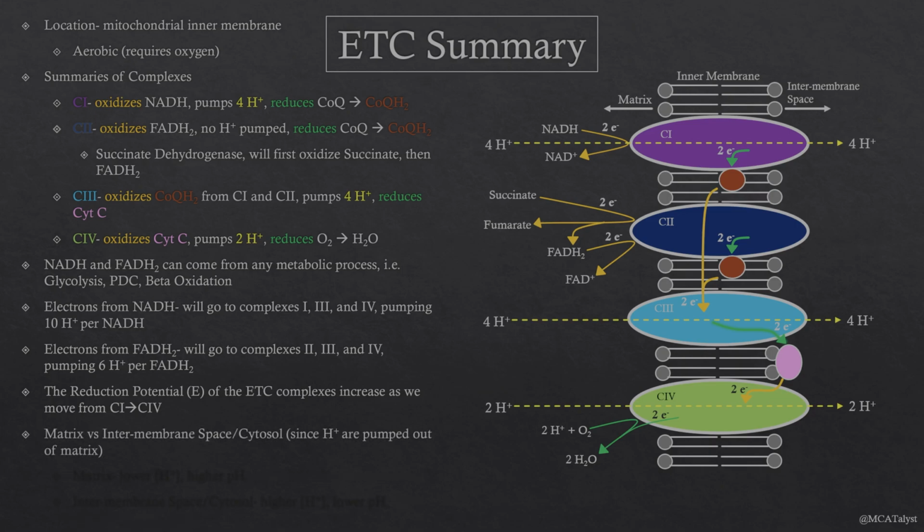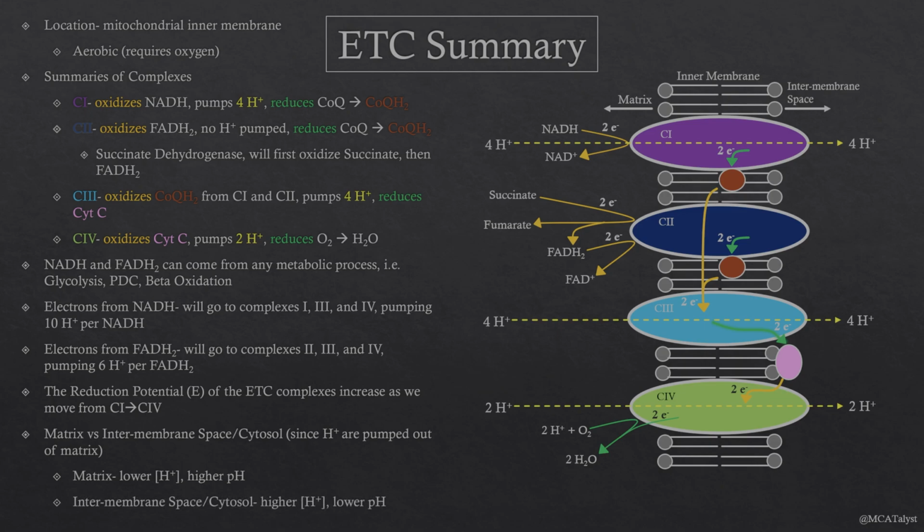And finally, just to quickly compare what's going on with the matrix and the intermembrane space and technically cytosol at this point, because as a reminder, the outer mitochondrial membrane is permeable to hydrogens. So some of the effects that we see occurring in the intermembrane space will also be slightly occurring in the cytosol as well. Since we are pumping protons out of the matrix, that means the matrix is going to have a lowering hydrogen concentration, which means that it will have a raised, more basic pH.